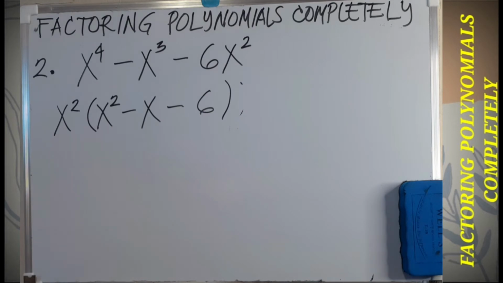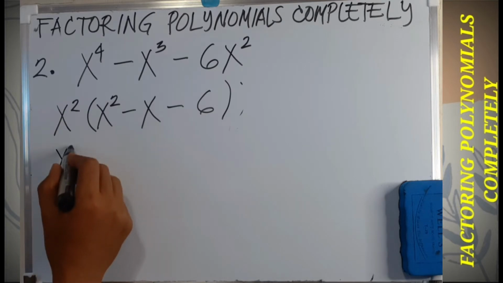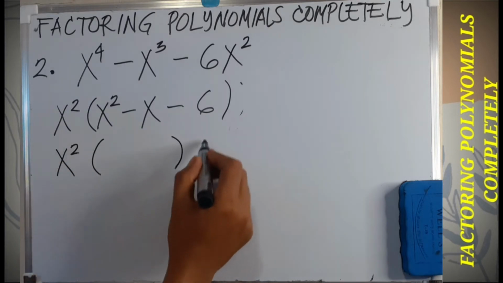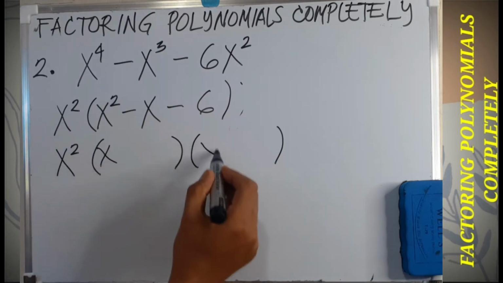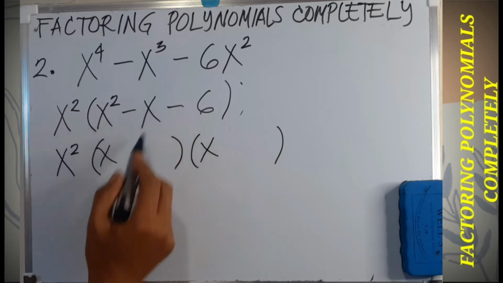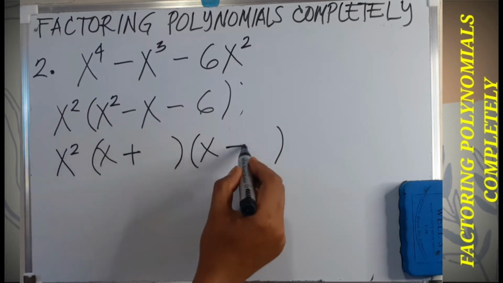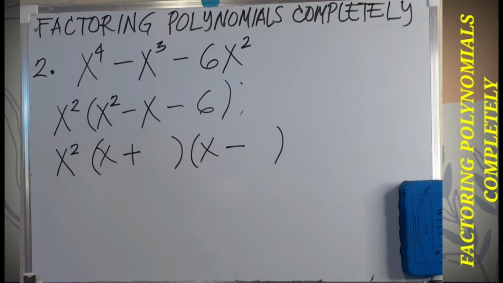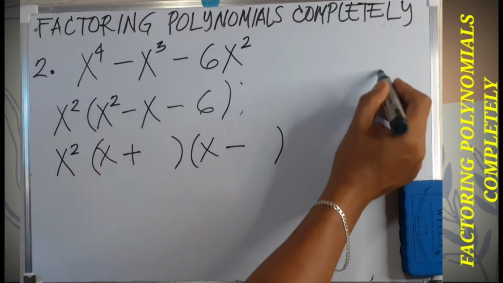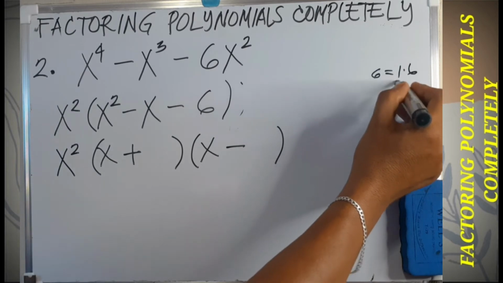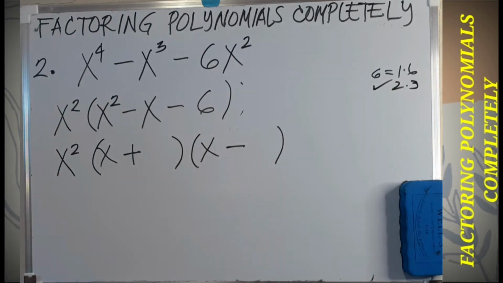Next, continue. Since this is a trinomial, we will apply the trial and error method. The factors of x squared are x and x. Since it is negative, we have plus and minus or minus and plus. Then ask ourselves, what are the factors of 6 that, if subtracted, equal 1? Let us try 2 and 3. Then let us check.